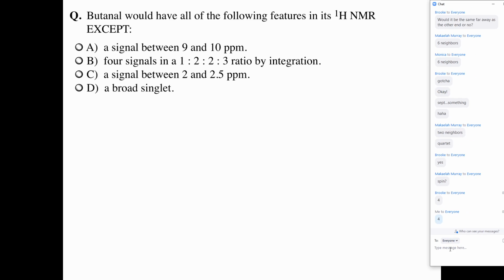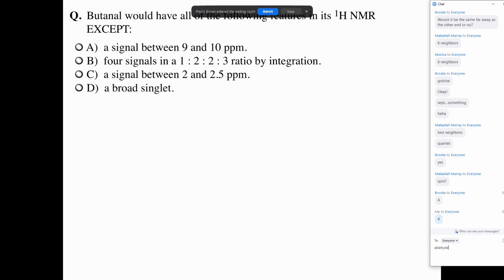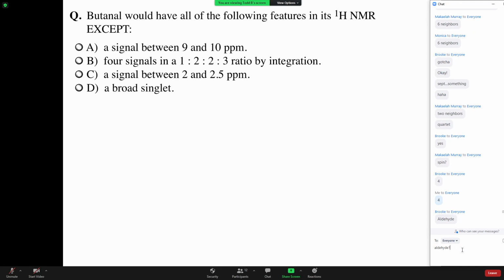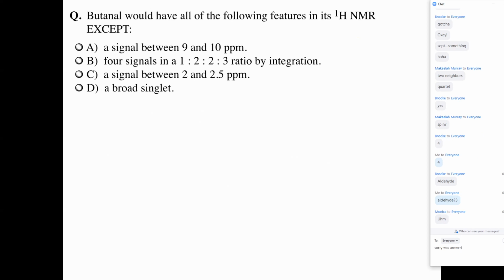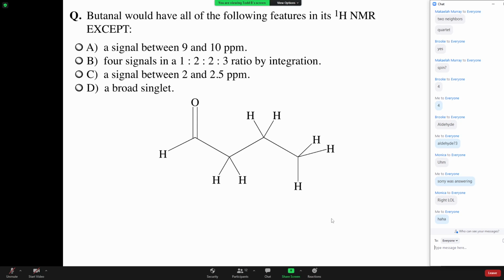And what functional group? Perfect. Ooh, Jonathan, can you do your dirty work? Thank you, sir. Aldehyde?